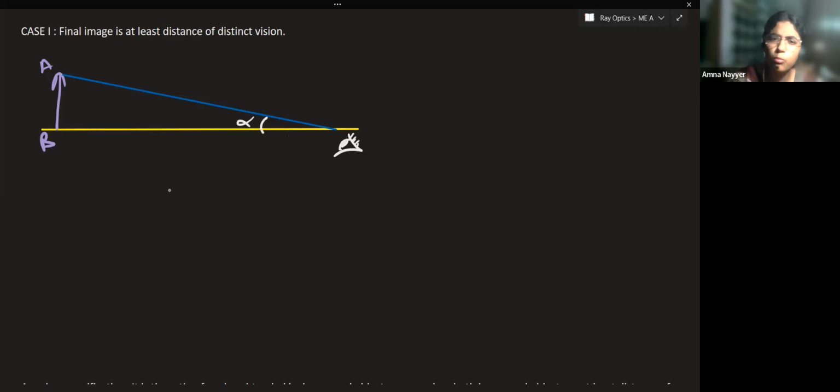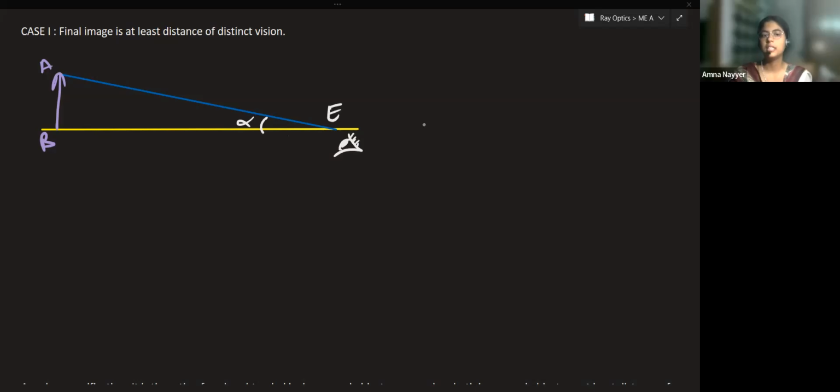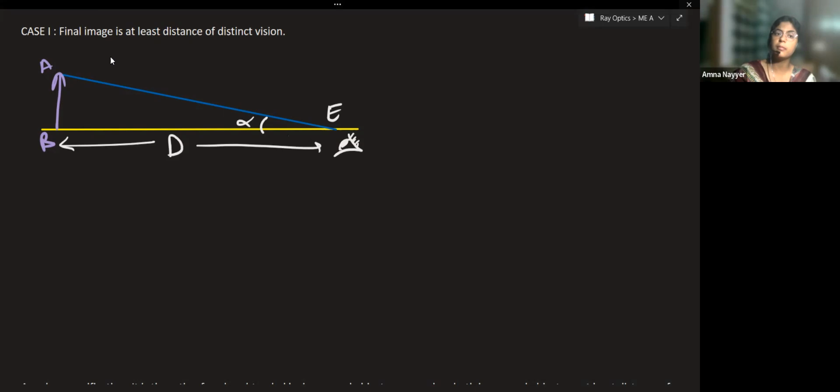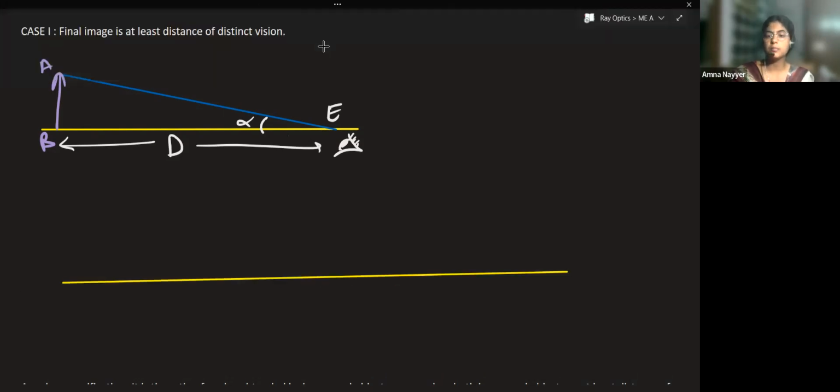So can you tell me how much distance this should be? Let's say this is the human eye. Can anyone guess it? I'm able to see this object clearly at this point. This distance should be, any idea? 25 centimeter. Good, Fatima. It should be 25 centimeter. That is the least distance of distinct vision. The reason, if I'm able to see this clearly, it means it is at my least distance of distinct vision. Fine. Now coming to the lens part.